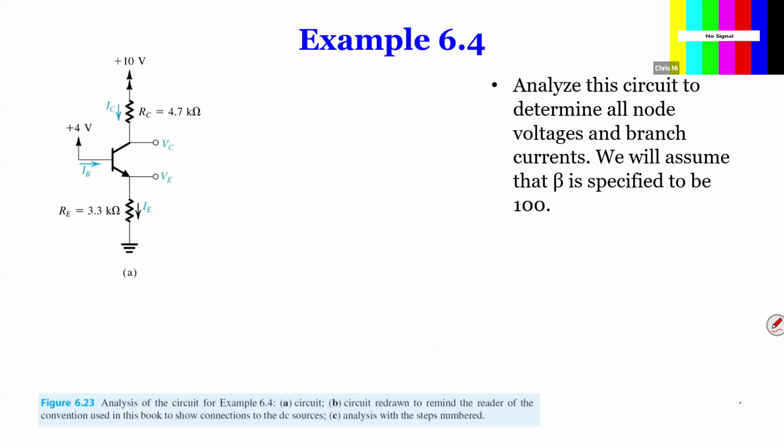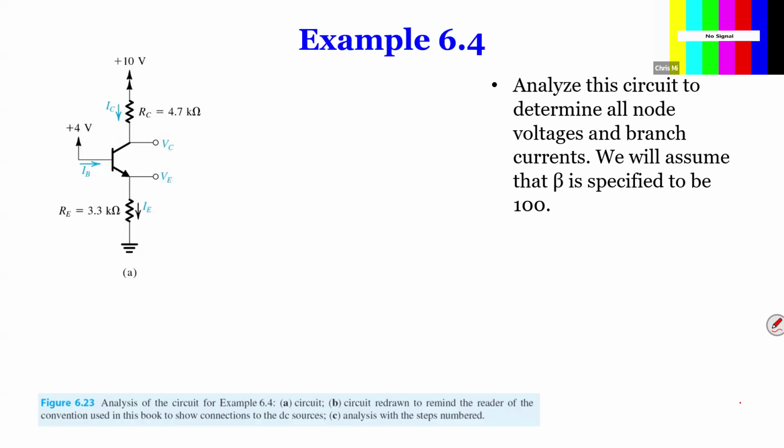This circuit, a lot of the things were given, like VCC is given, RC is given, RE is given, VBB is given, and V is grounded. So we want to find all the parameters. Then we want to know that the beta is 100 in active region.